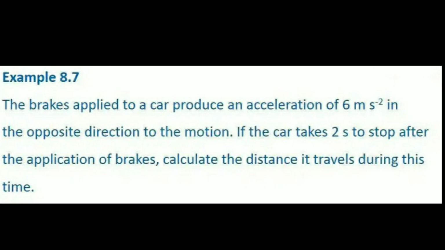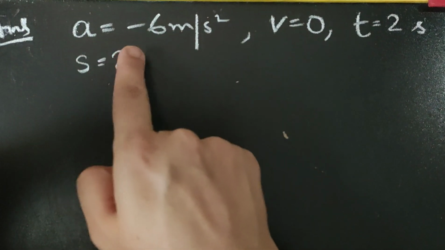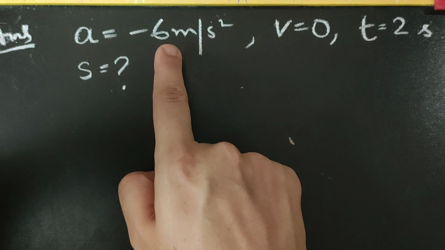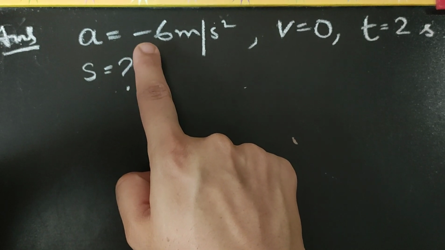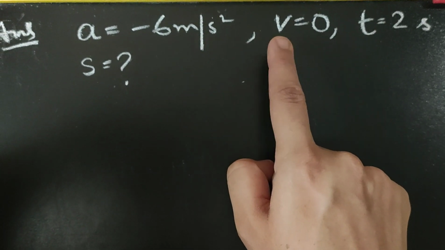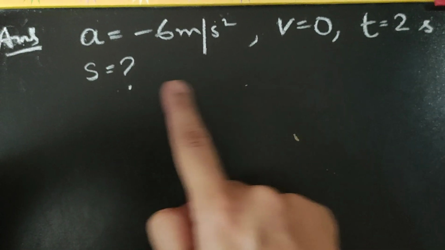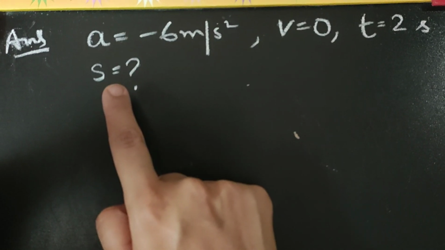That means from when the brake is applied to coming to rest, how much distance did it travel, that you have to find. So now a is given minus 6 meter per second square. As it was mentioned in the question also, acceleration is opposite to the motion, so negative. It comes to rest in 2 seconds. So v is 0 after 2 seconds, and you have to find out s.